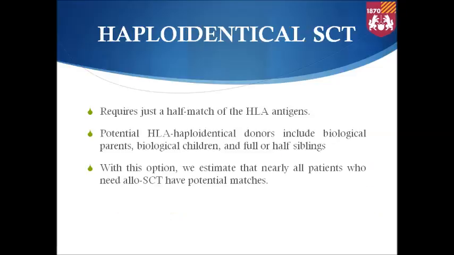Now, the haplotransplant requires only a half set of antigens that are matching the patient antigens. So that increases the number of potential donors to include the biological parents, the biological children, the full siblings, and the half siblings. And with these options, all patients will have a donor.